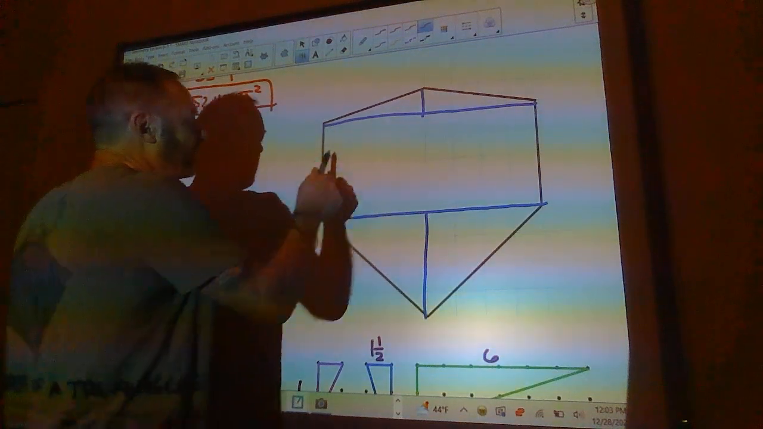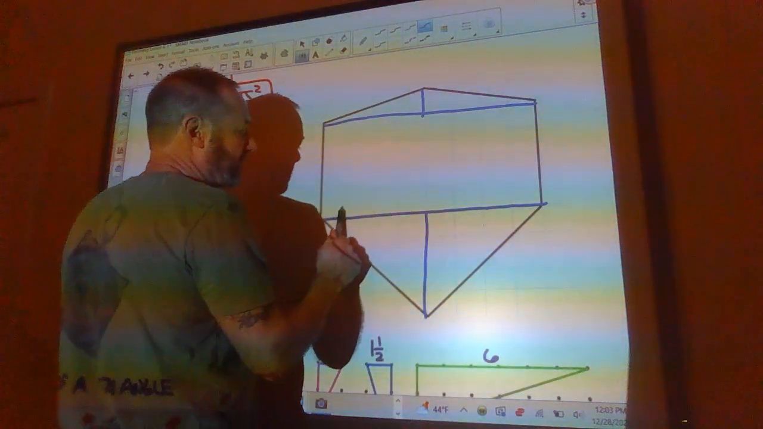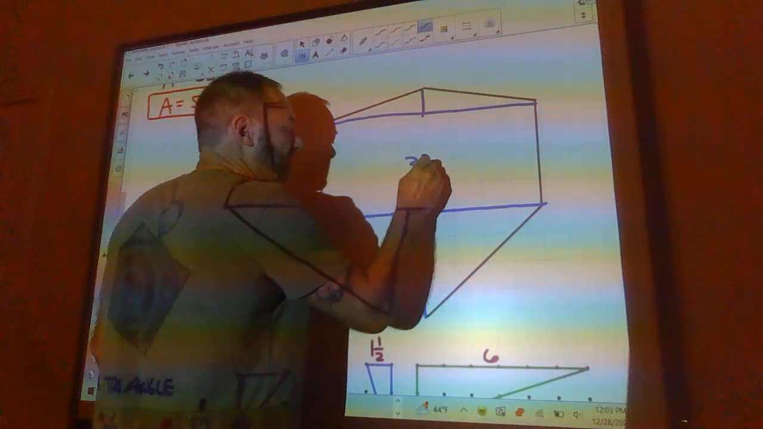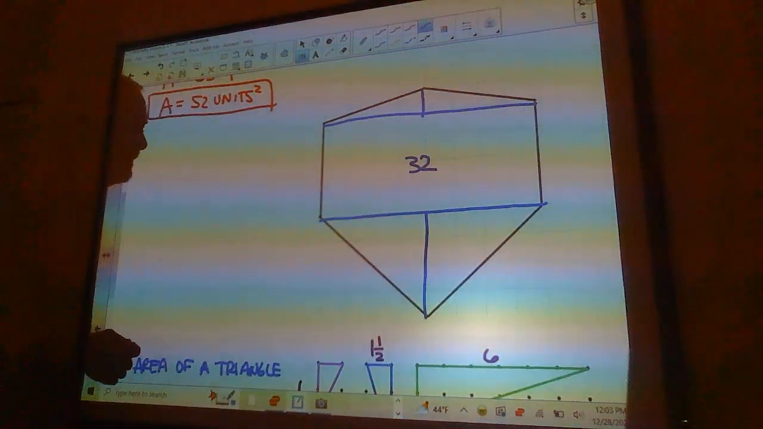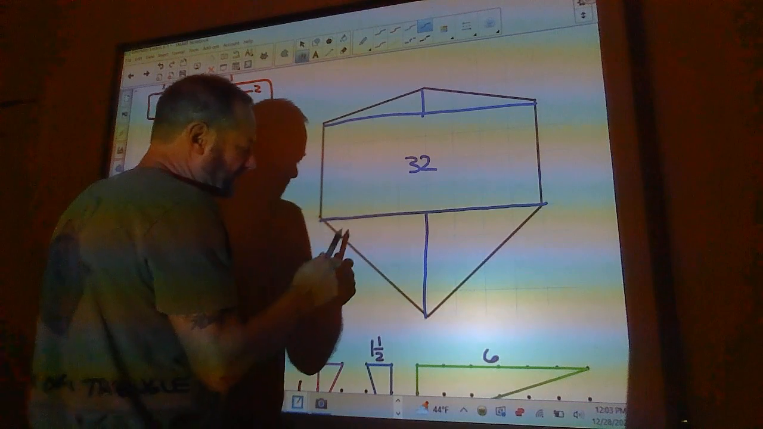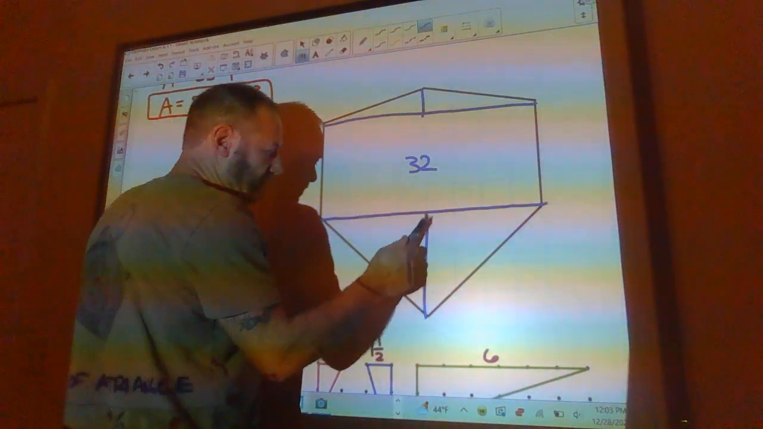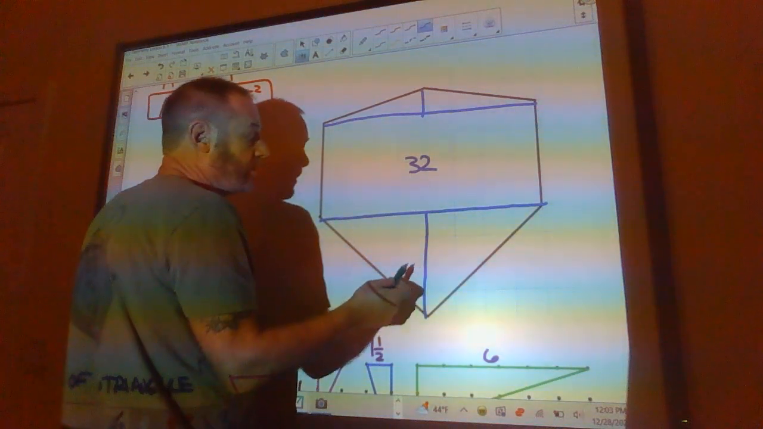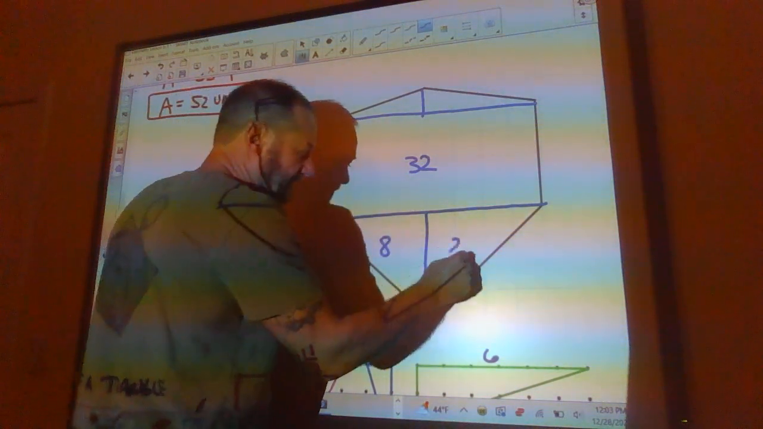Okay. Now this is a rectangle that's 4 by 8, so this has an area of 32 right here. And this has a base of 4 and a height of 4. So this would be half of 4 times 4, which would be 8.